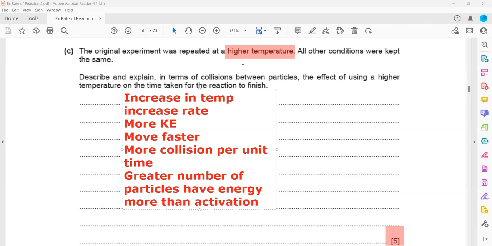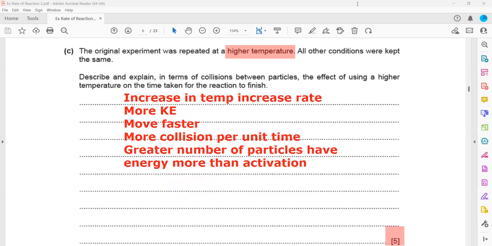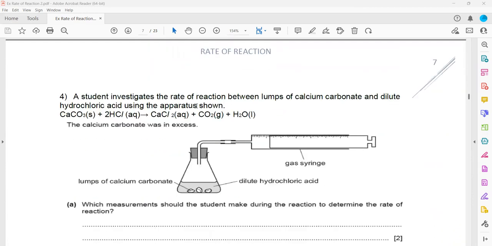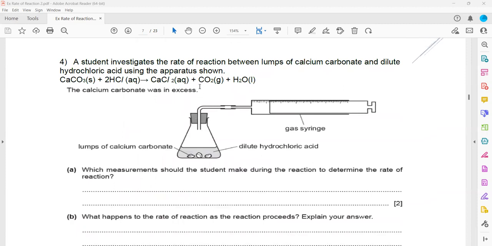So these are always the points which you will include whenever you're answering a question related to temperature. So 5 marks, I think this is like a free mark. You should not miss any point in these types of questions in which the answer is straightforward. Then another similar reaction is there.